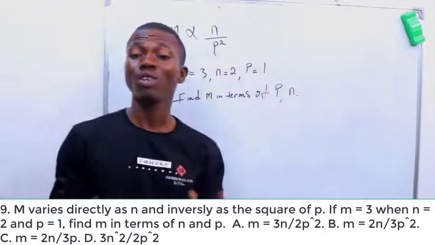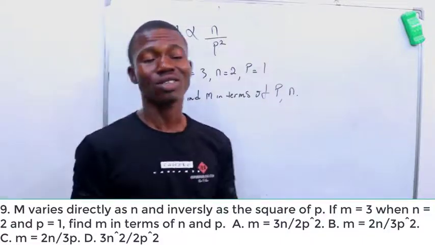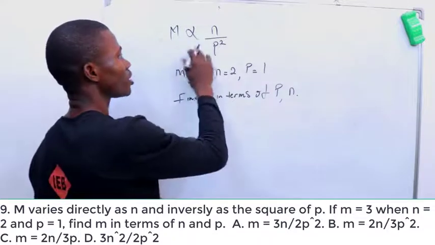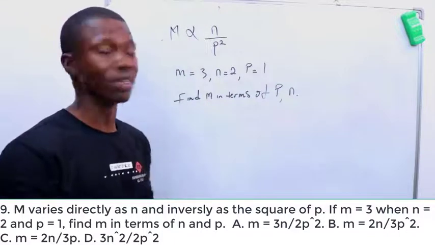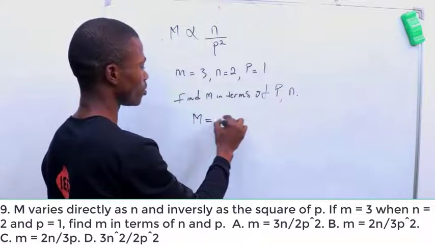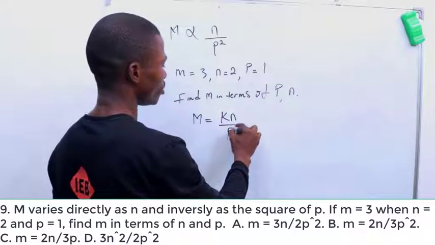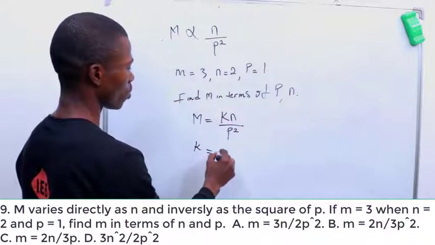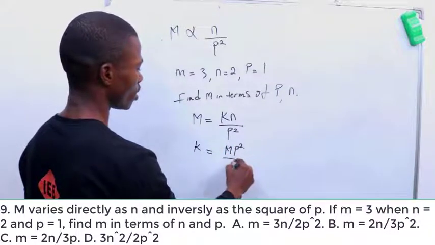So what shall we do? What they want us to do is go and get the constant, come back here, insert the constant, and go to the options. Okay? So how do we get our constant? We change this proportionality sign to an equality sign. Once you change the proportionality sign to an equality sign, you introduce a constant k: m equals kn all over p squared. Okay, so make k the subject of the formula. K will now be equal to m p squared over n.